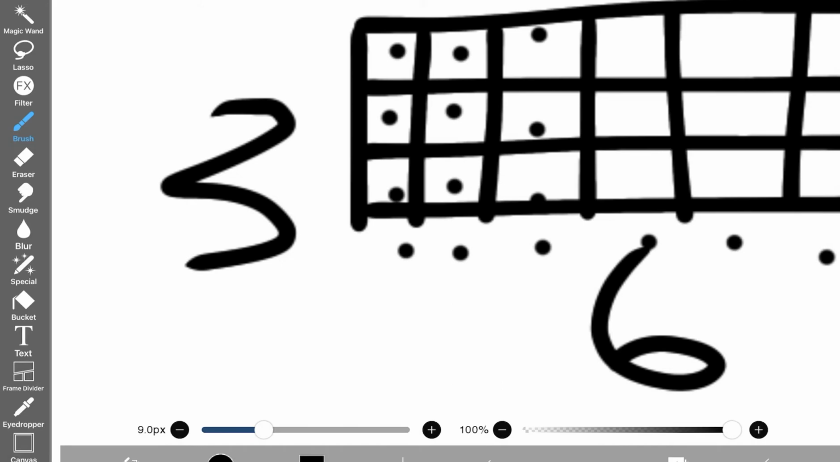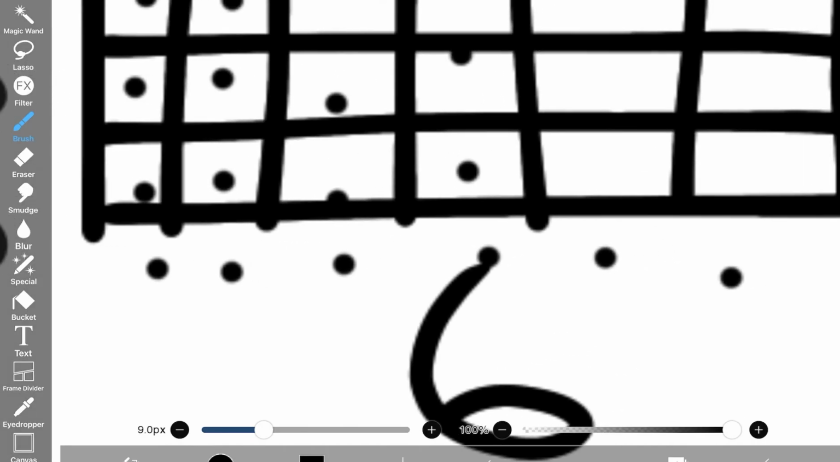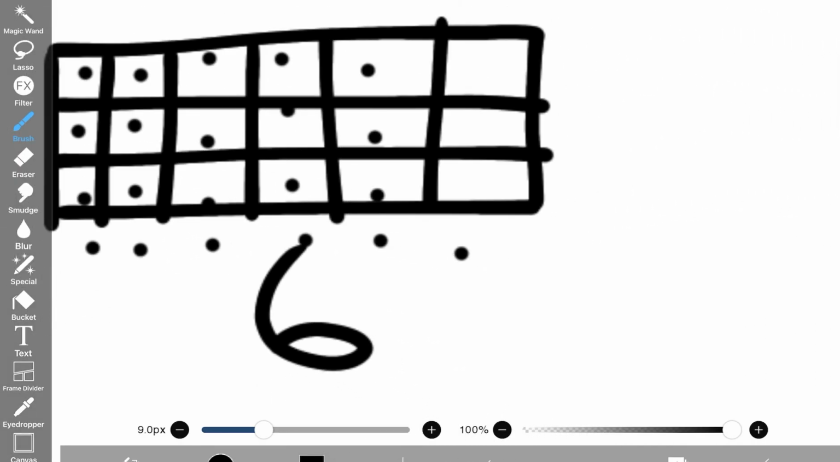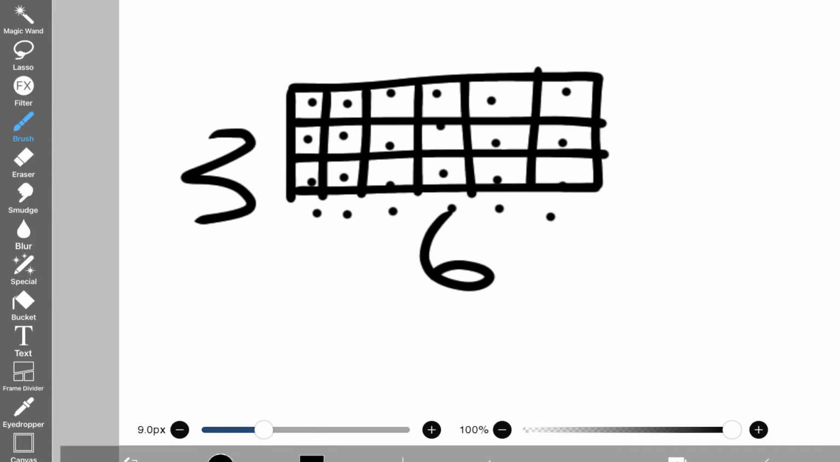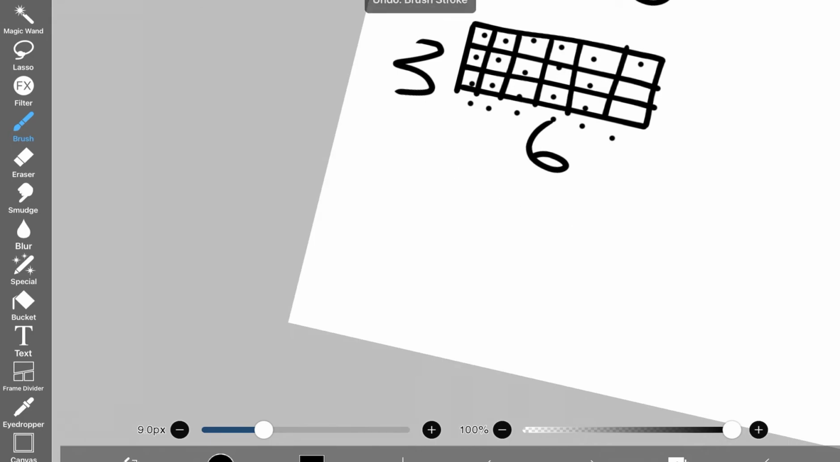3 plus 3 is 6. 6 plus 6 is 12. 12 plus 3 is 15. 15 plus 3 is 18. So that way also works. That's a way that you'll probably learn when you're in like 2nd grade or something.